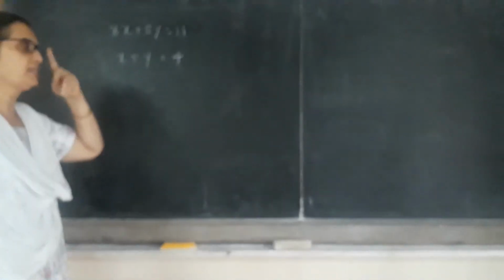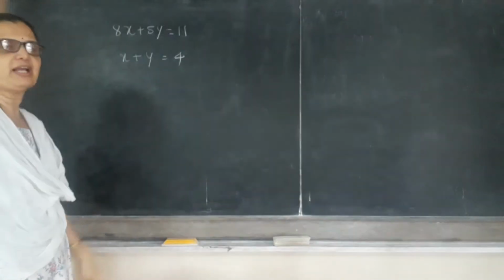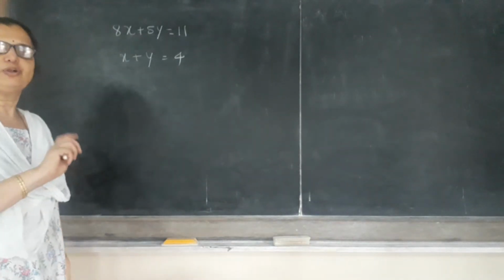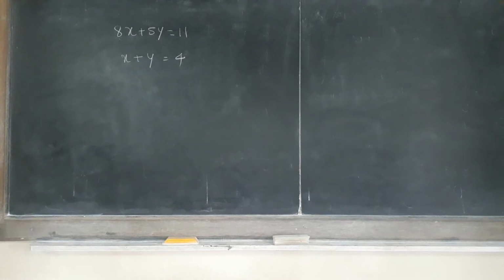Solve this sum: 8x + 5y = 11, x + y = 4. We are doing it by two methods. The first one is the elimination method, and the second one is the substitution method. By two methods we will solve this equation.